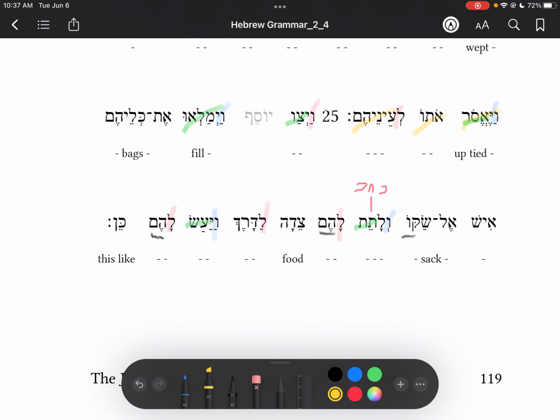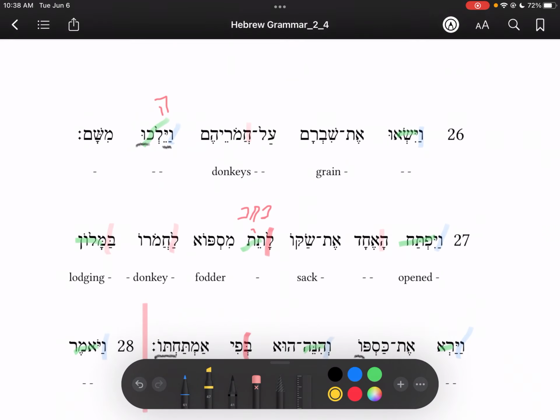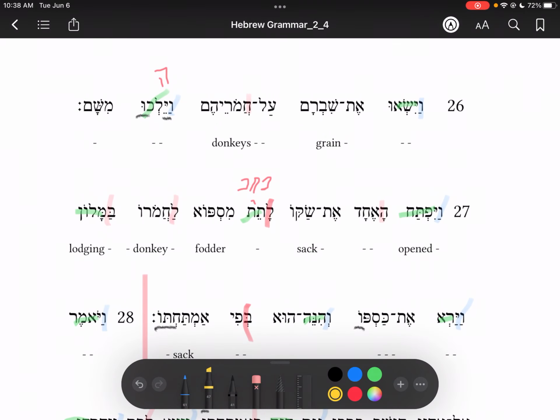25. Vayetzav Yosef vayemalu et kleihem bar, veleshiv kaspeihem ish el sako, veletet. Okay, in this instance, it's probably going to be natan. So the nun ran away in this instance. Lehem tzeidah la'derech, vaya'as lahem ken. We're going to continue down one more verse, or two more verses, apologies, and then we'll pick this up in the next video.